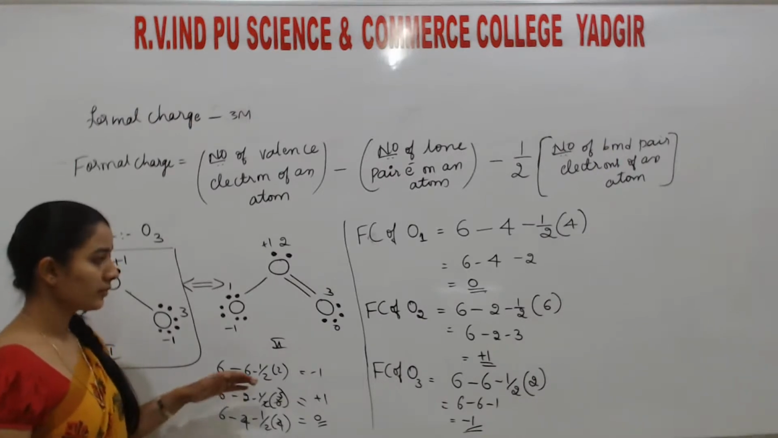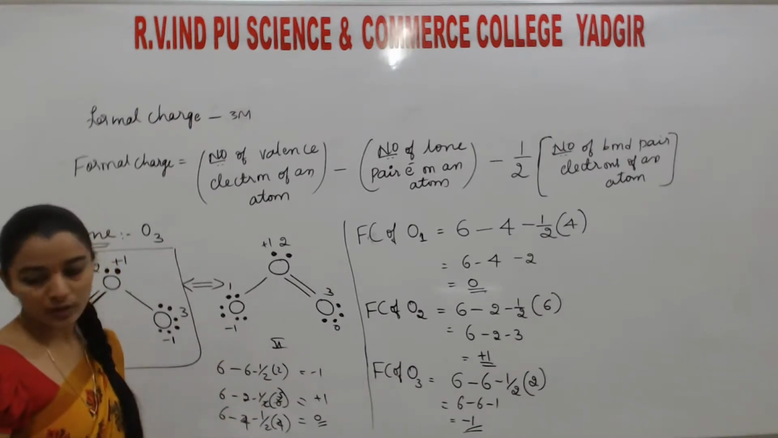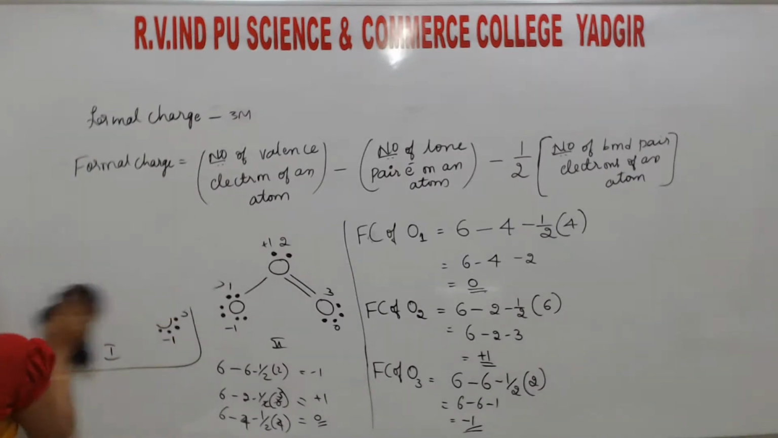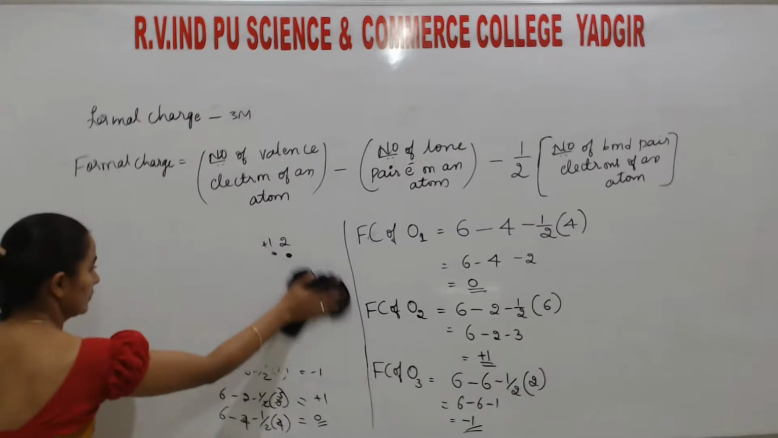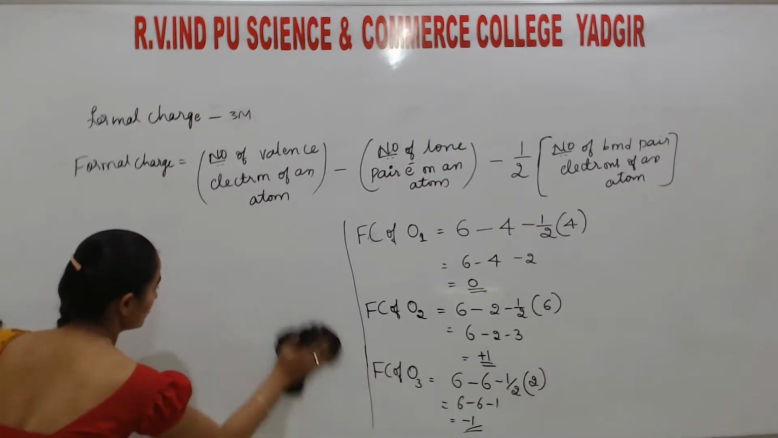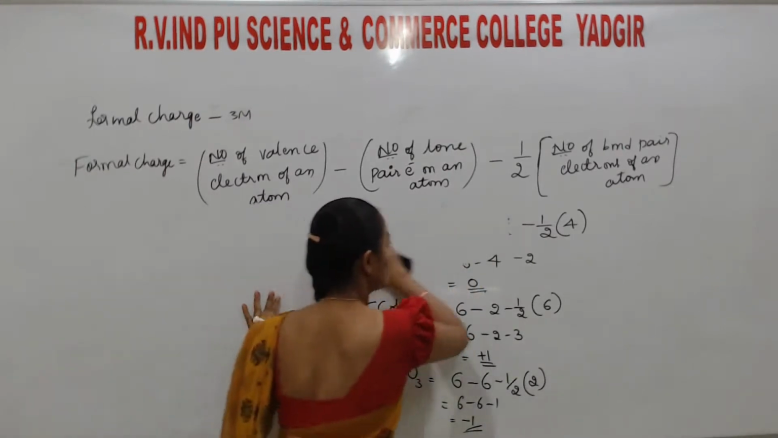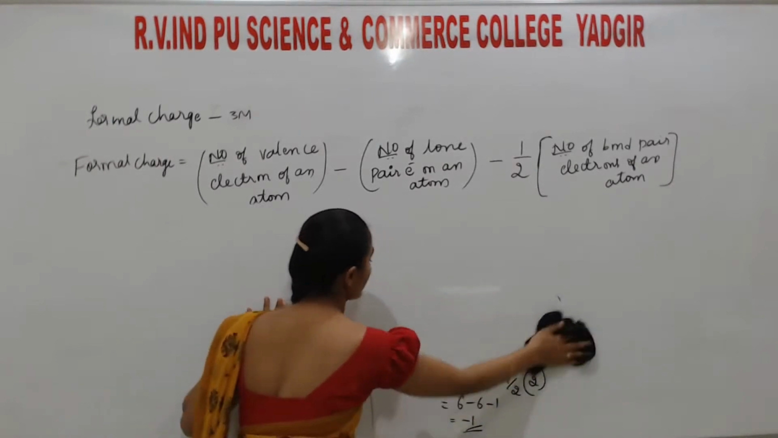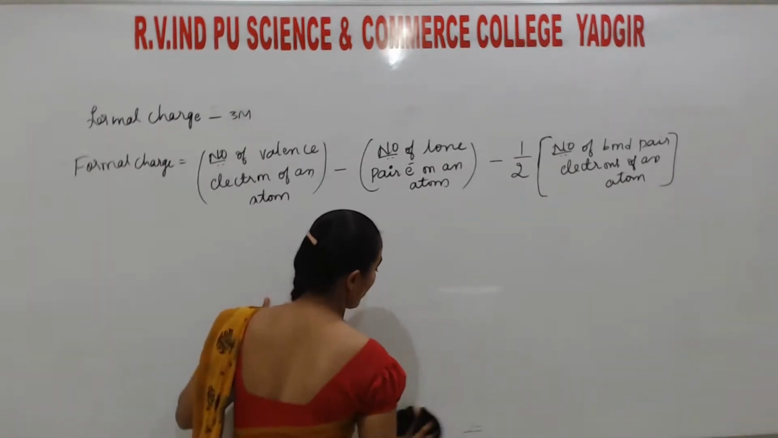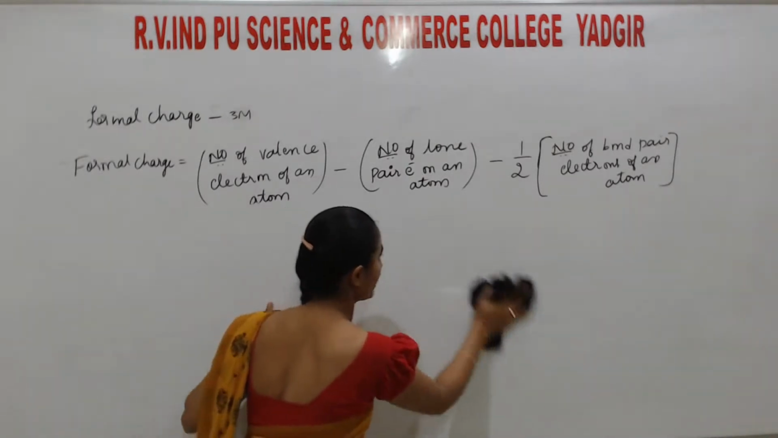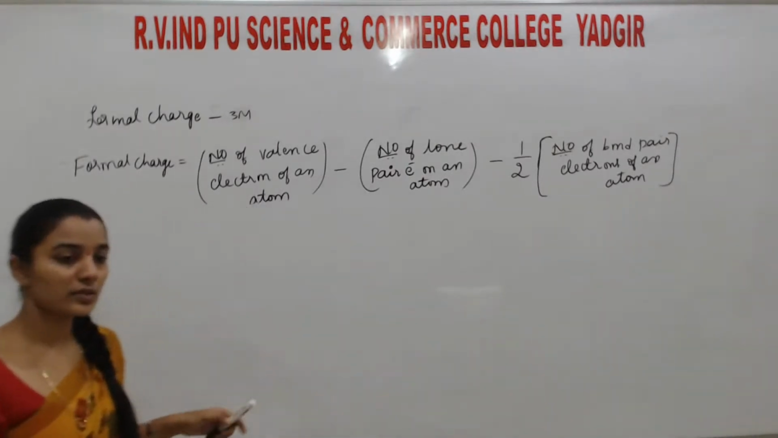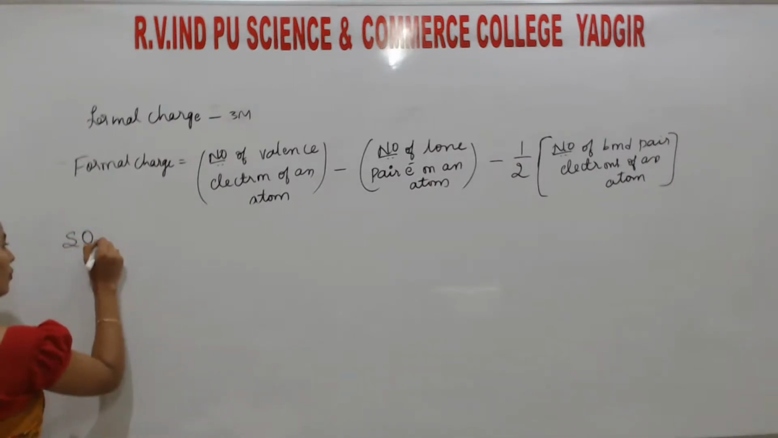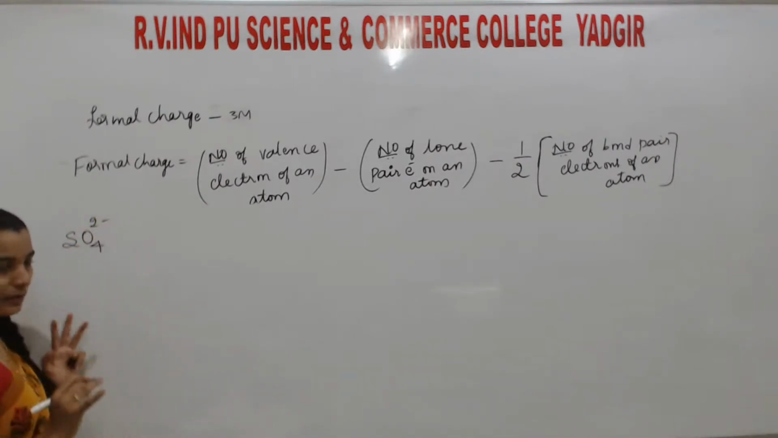Not only this, there are some others. I will give an example: the O3 molecule. This is important for 3 marks. Explain and assign the formal charge for the ozone molecule. Okay, so the next one is SO4 2 minus. Remember that.